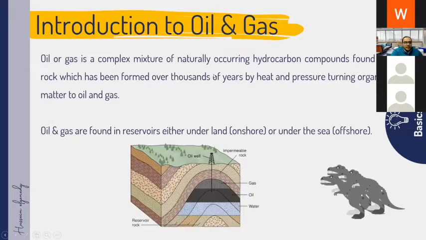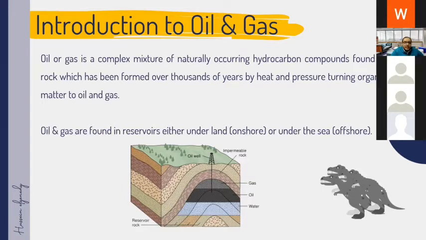Okay. The oil and gas, introduction to oil and gas. Oil and gas are a mixture of naturally occurring hydrocarbon compounds. Hydrocarbon compounds are mainly compounds of carbon and hydrogen. And these compounds are found in some sort of rocks, which have been formed over thousands or maybe millions of years by heat or pressure, which turn organic matter, such as living organisms or animals, into oil and gas.